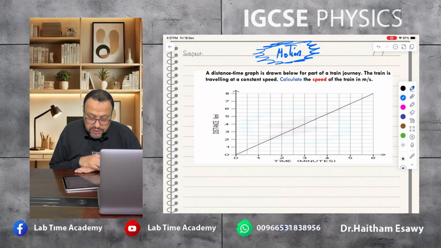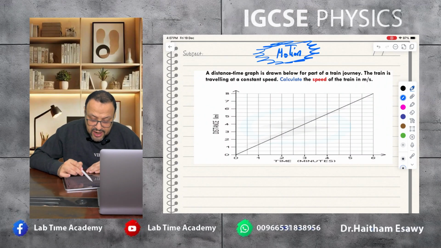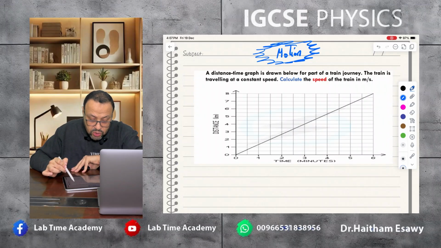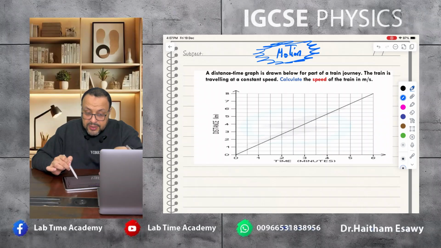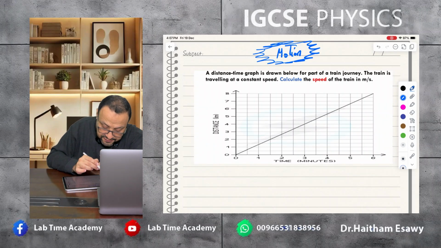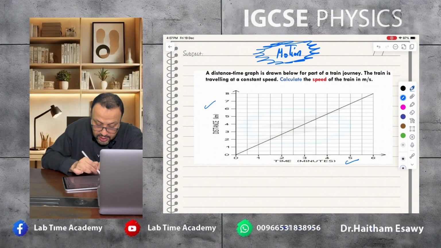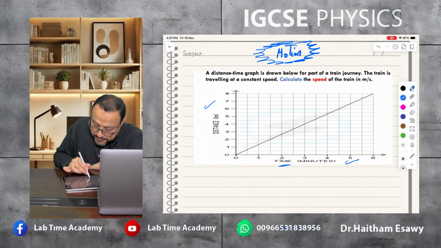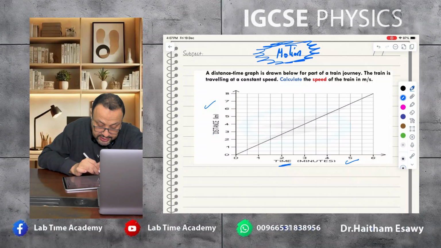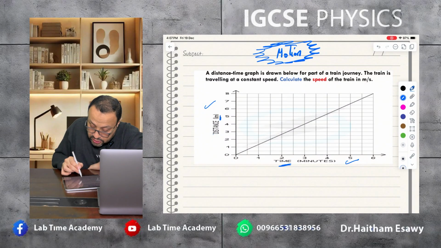So here, in this question, he said a distance time graph is drawn below for a part of a train journey. The train is traveling at a constant speed. Calculate the speed of the train in meter per second. Actually, here we have a graph relating the y-axis and x-axis. Distance is represented on the y-axis, and time is represented on the x-axis. Distance in kilometer and time in minutes.